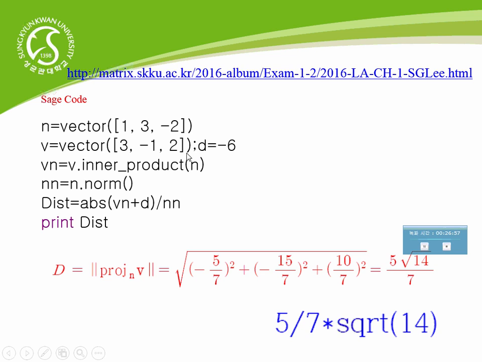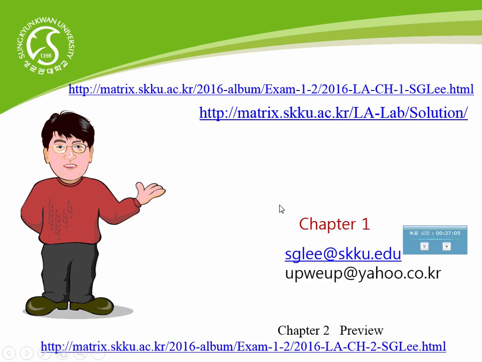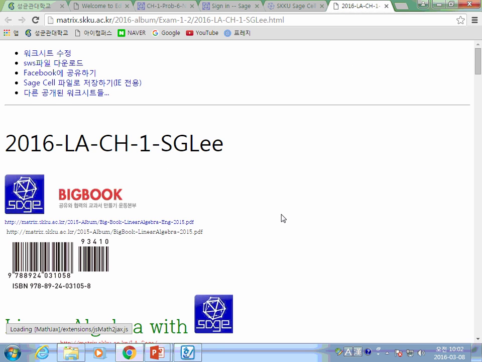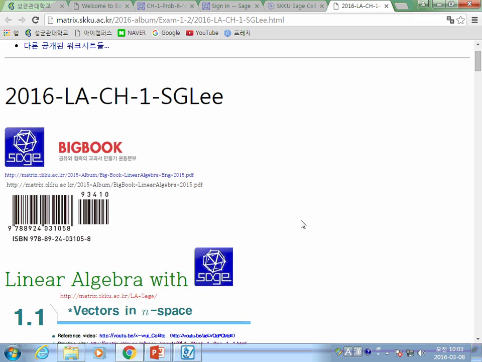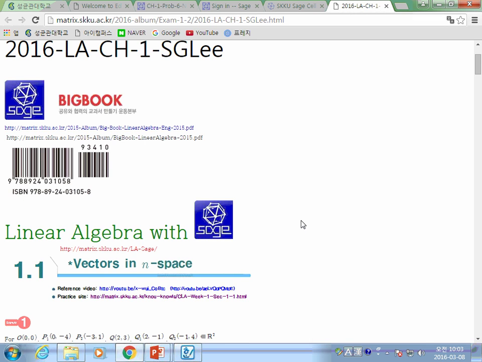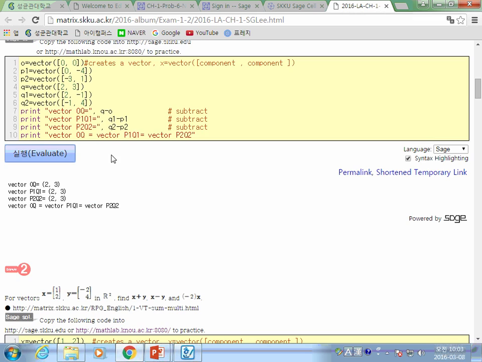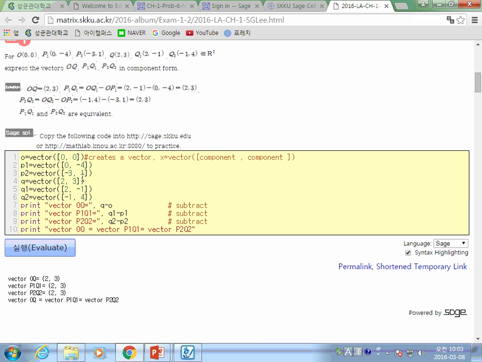Okay, so the same code can be used. All you have to do is expand these vectors into higher-dimensional vectors. I built up a code here, that's the laboratory for the section, chapter 1. You can check it. Here, find the vectors, then you can add and subtract like this. As you see, the answers exactly match.